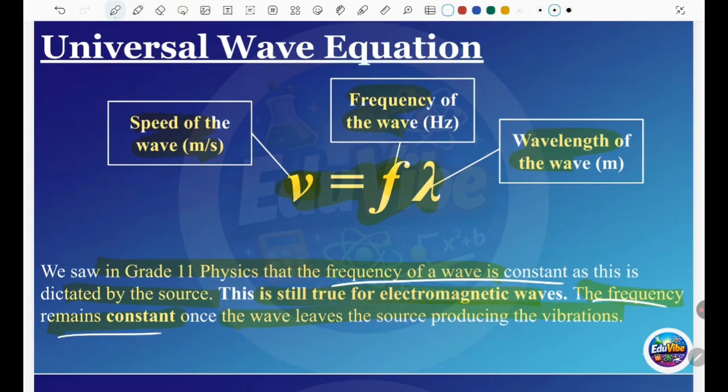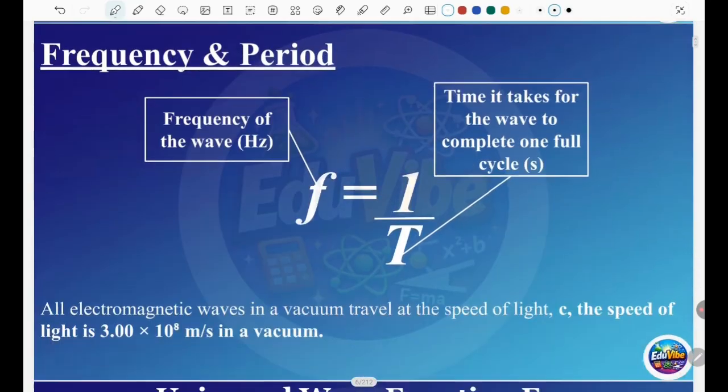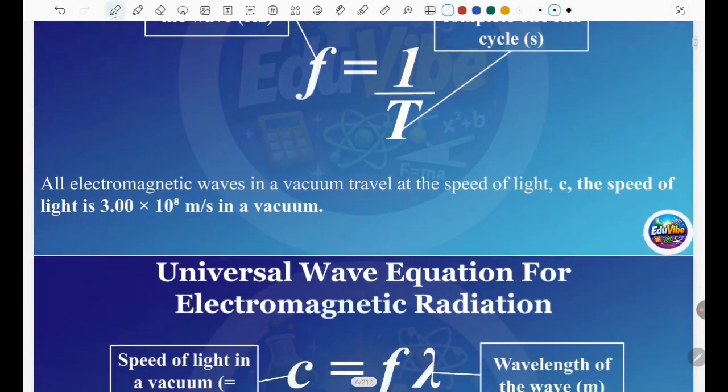But we don't use v in this formula anymore. Instead of v, we use the letter c. I will do this over there.